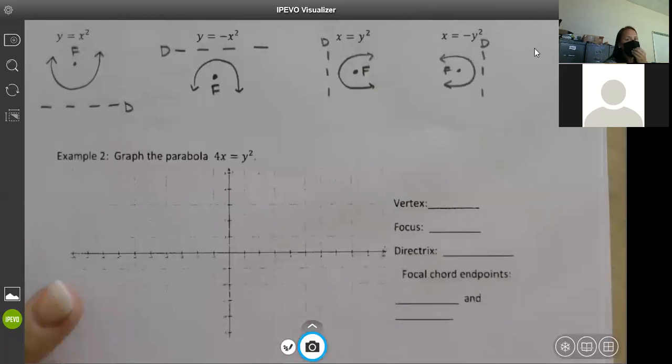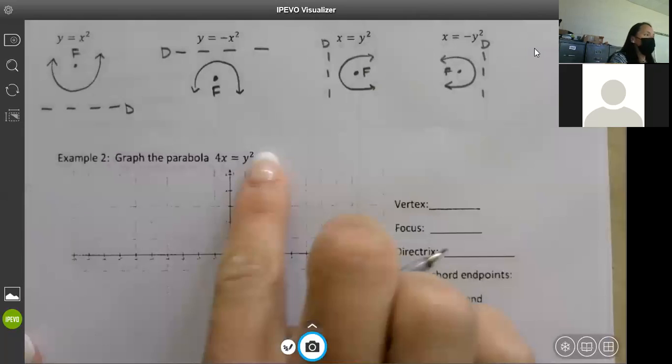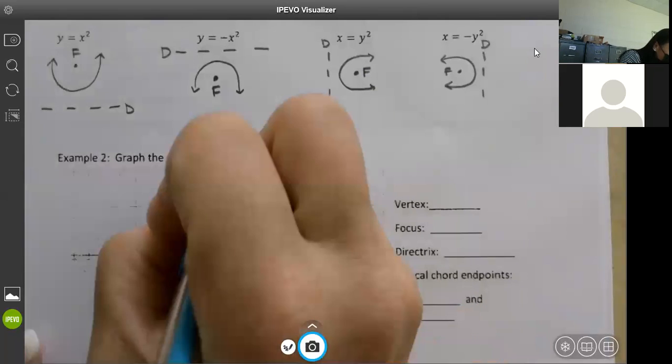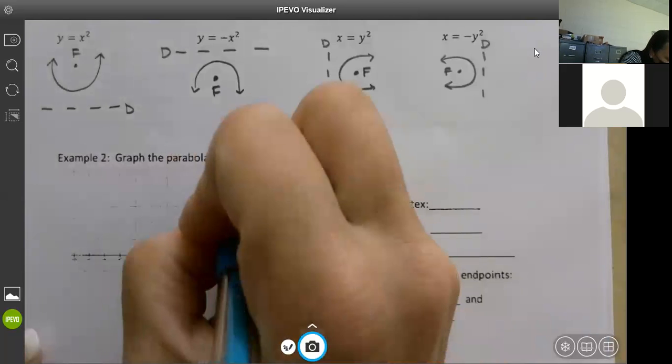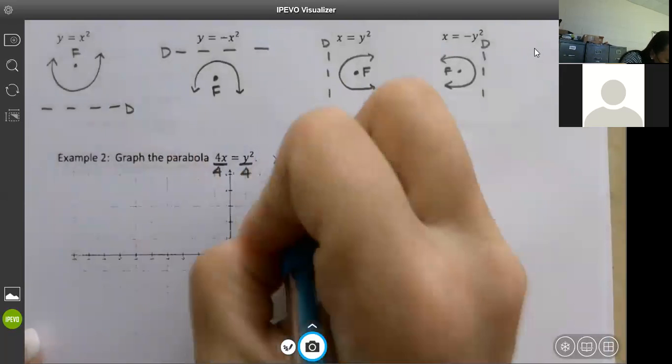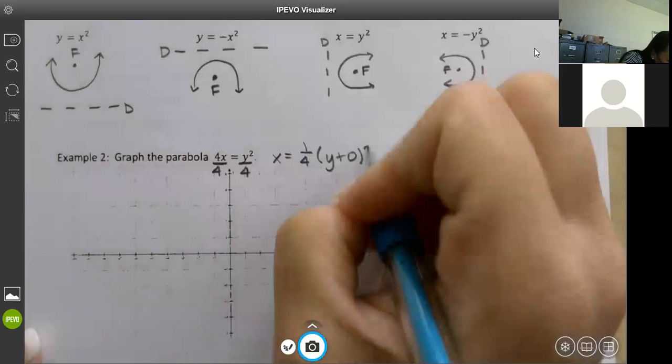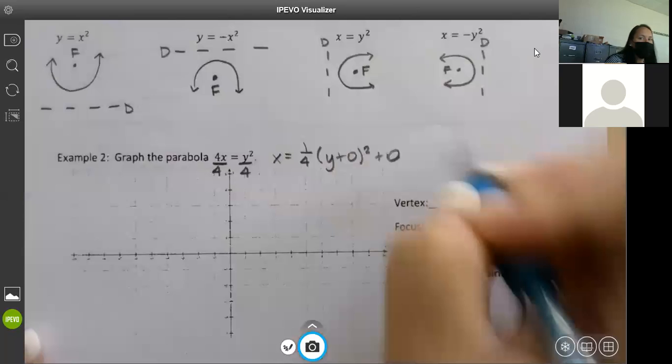All right. So example 2 says graph the parabola 4x equals y squared. We're not going to solve for y because it has the square on it. So we're going to solve for x. So we're going to divide by 4. And we get x equals 1/4 y squared. And we're going to change this to y plus 0 squared plus 0.